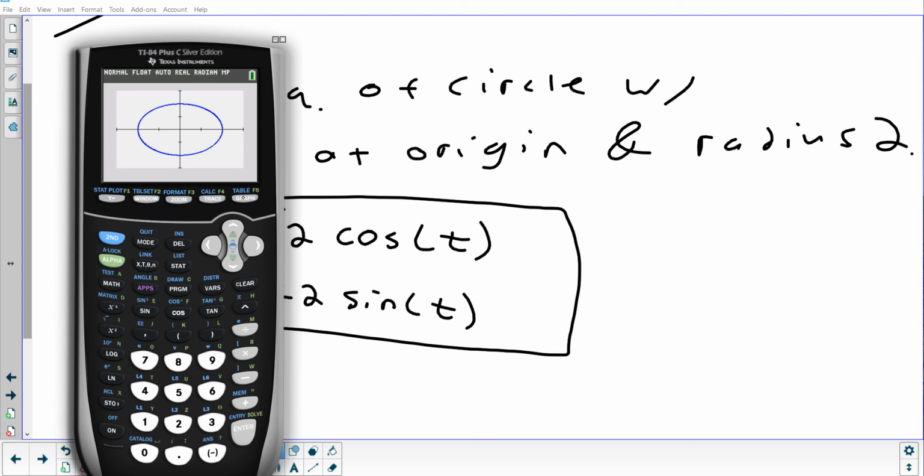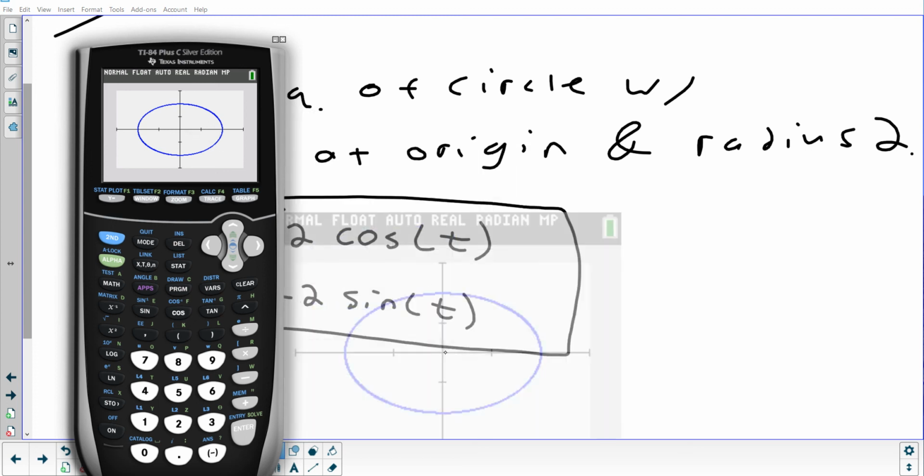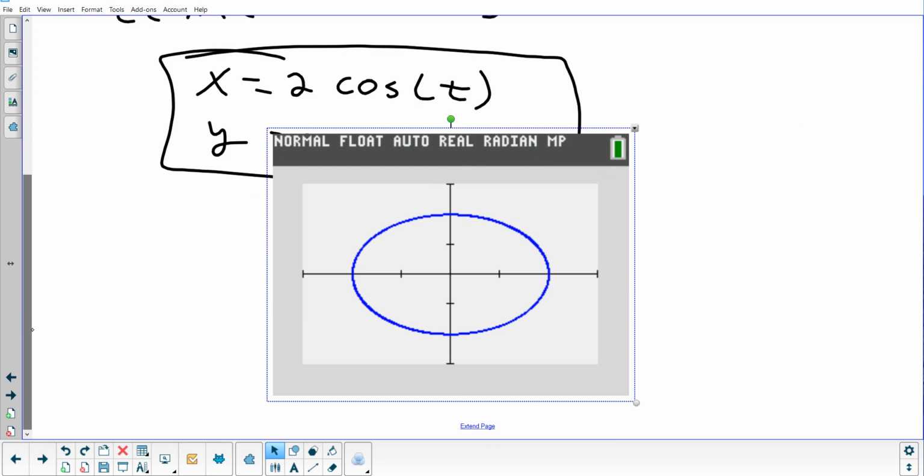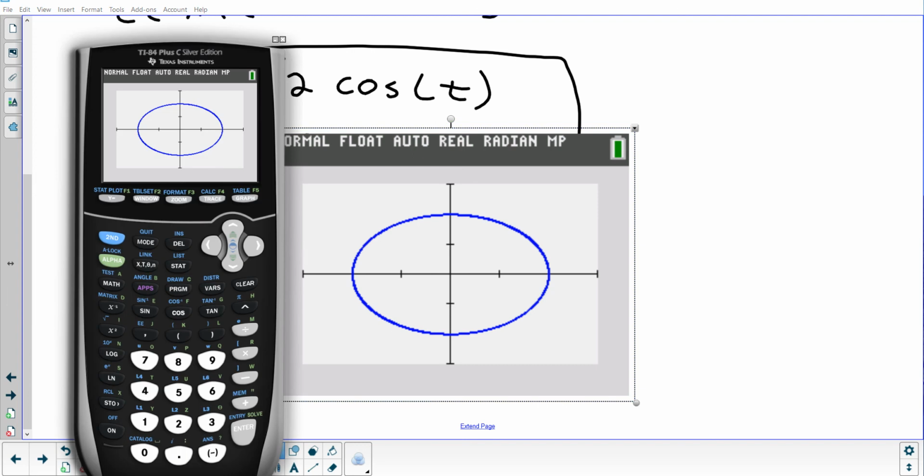Now it is a circle. If you check the tick marks, you can see that it does go 2 units in every direction. But because the screen is rectangular and not square, it looks stretched. If you want to fix it so it looks square, you can always do zoom 5, which will make it look proportional and not stretched.